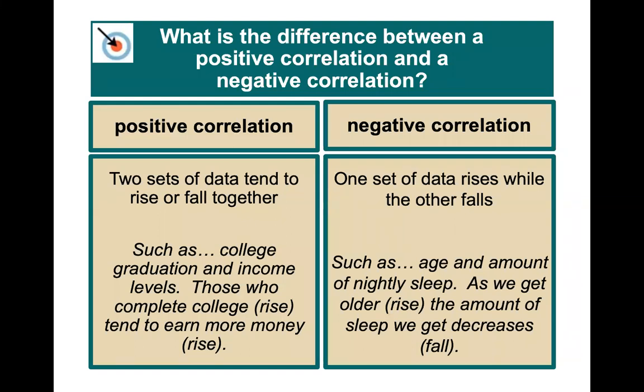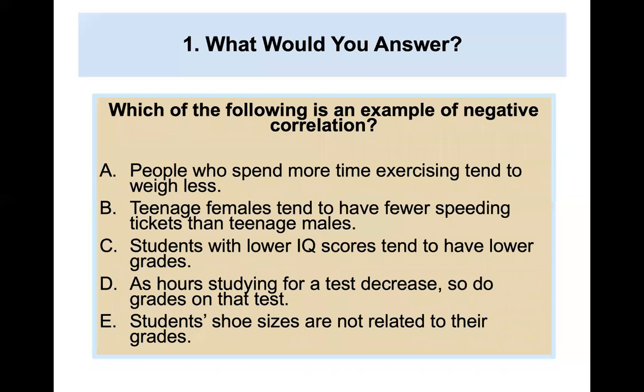On the other hand, a negative correlation means that one set of data rises while the other one falls, such as age and amount of nightly sleep. As we get older, the amount of sleep we get tends to fall. So let's do a little bit of a comprehension check of what we just went over, because this concept of positive and negative correlation is extremely important to understand.